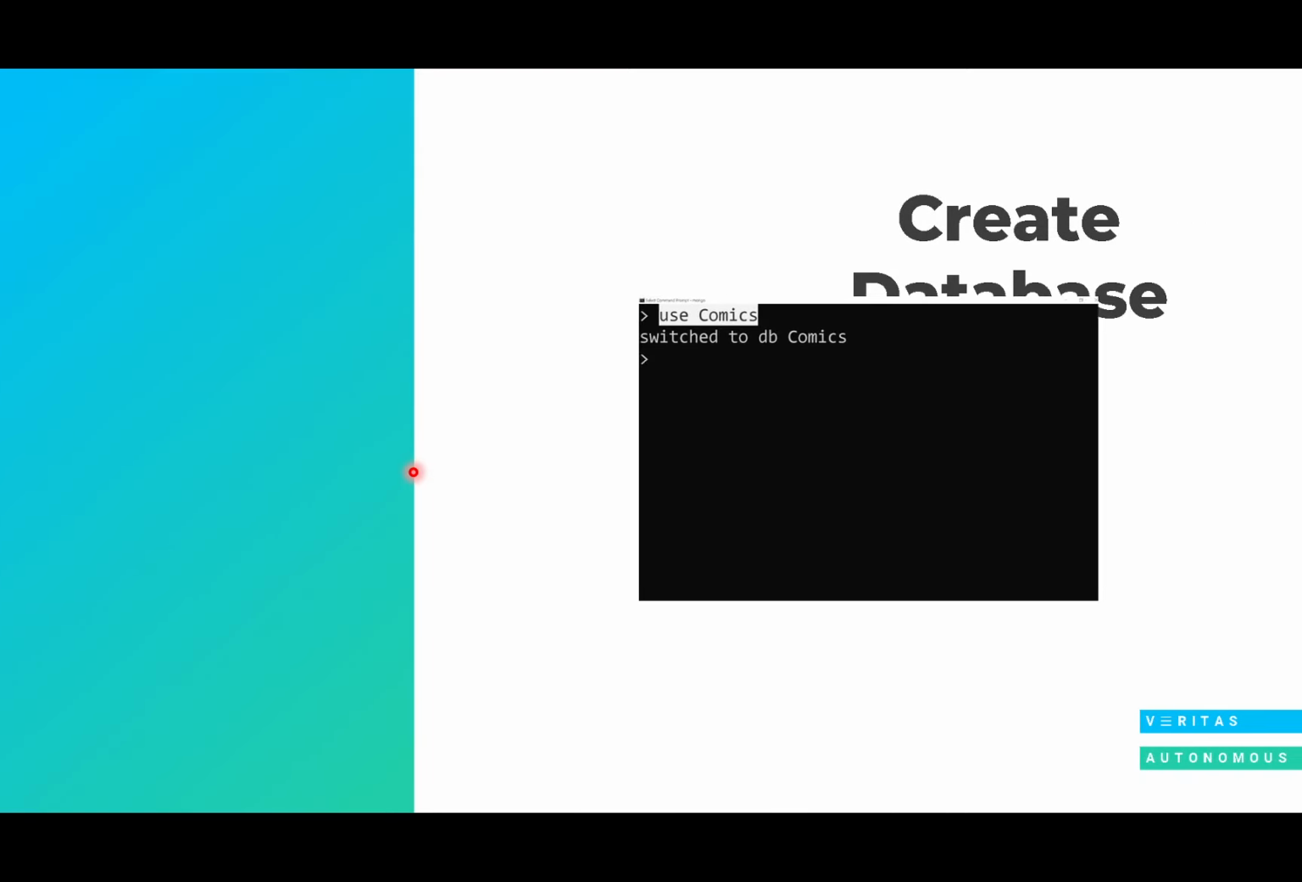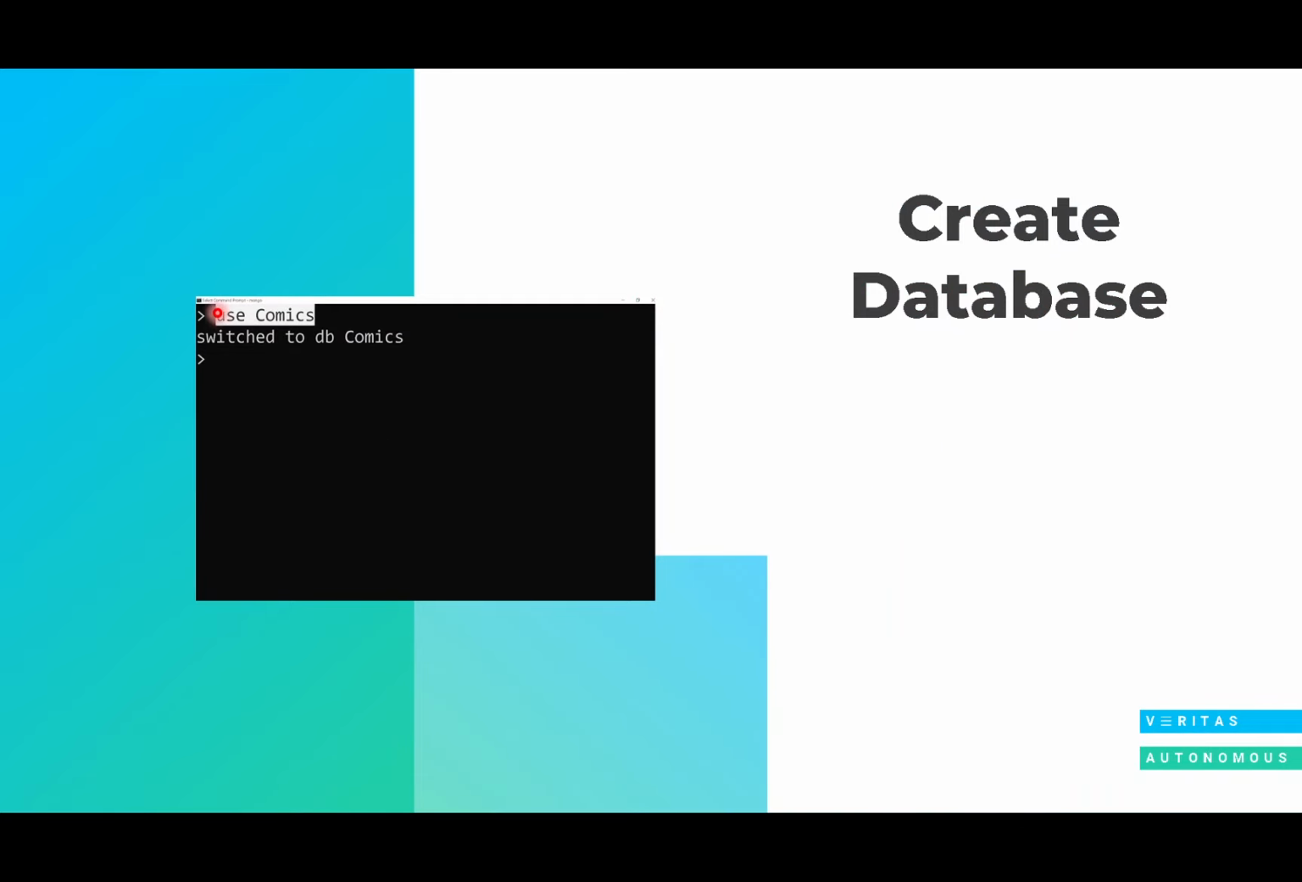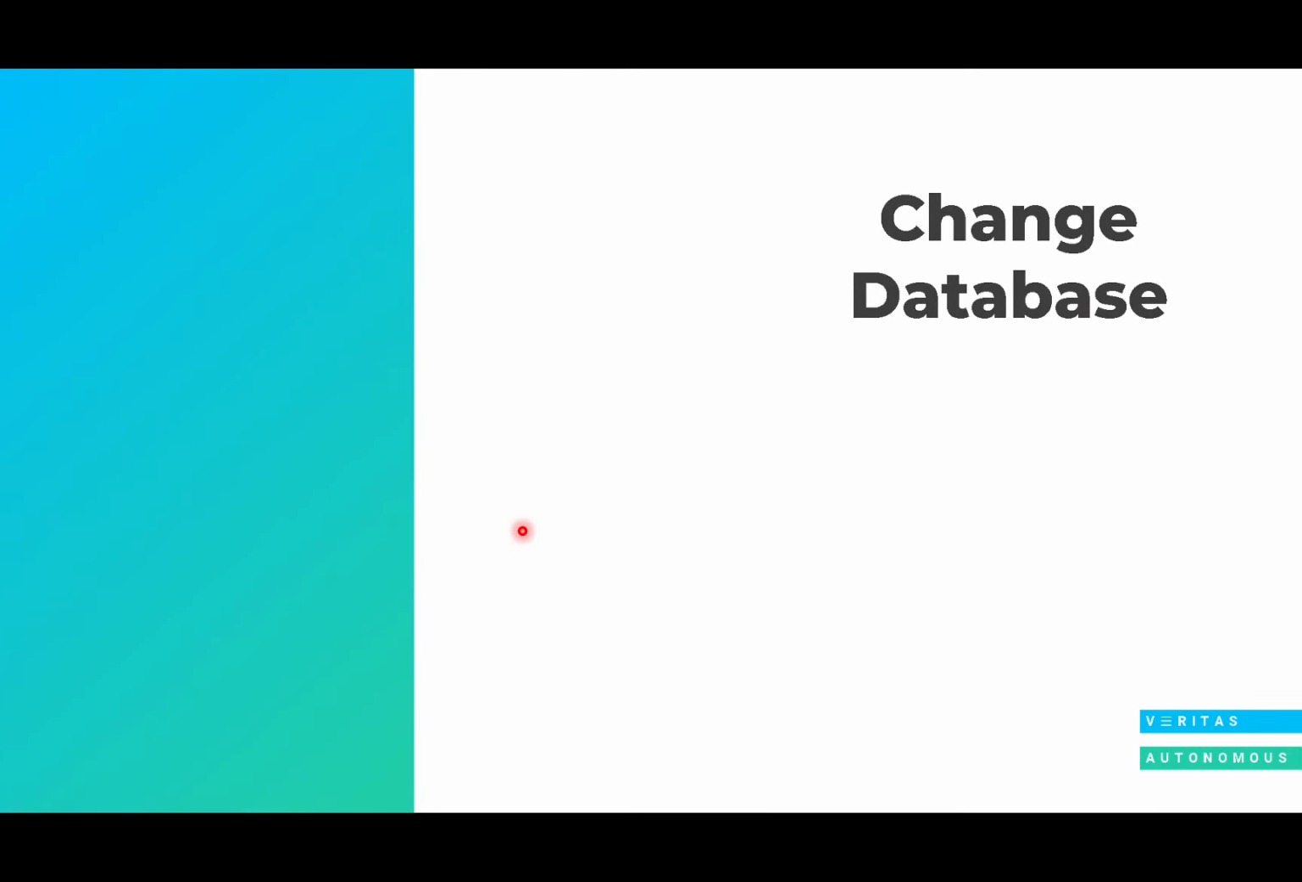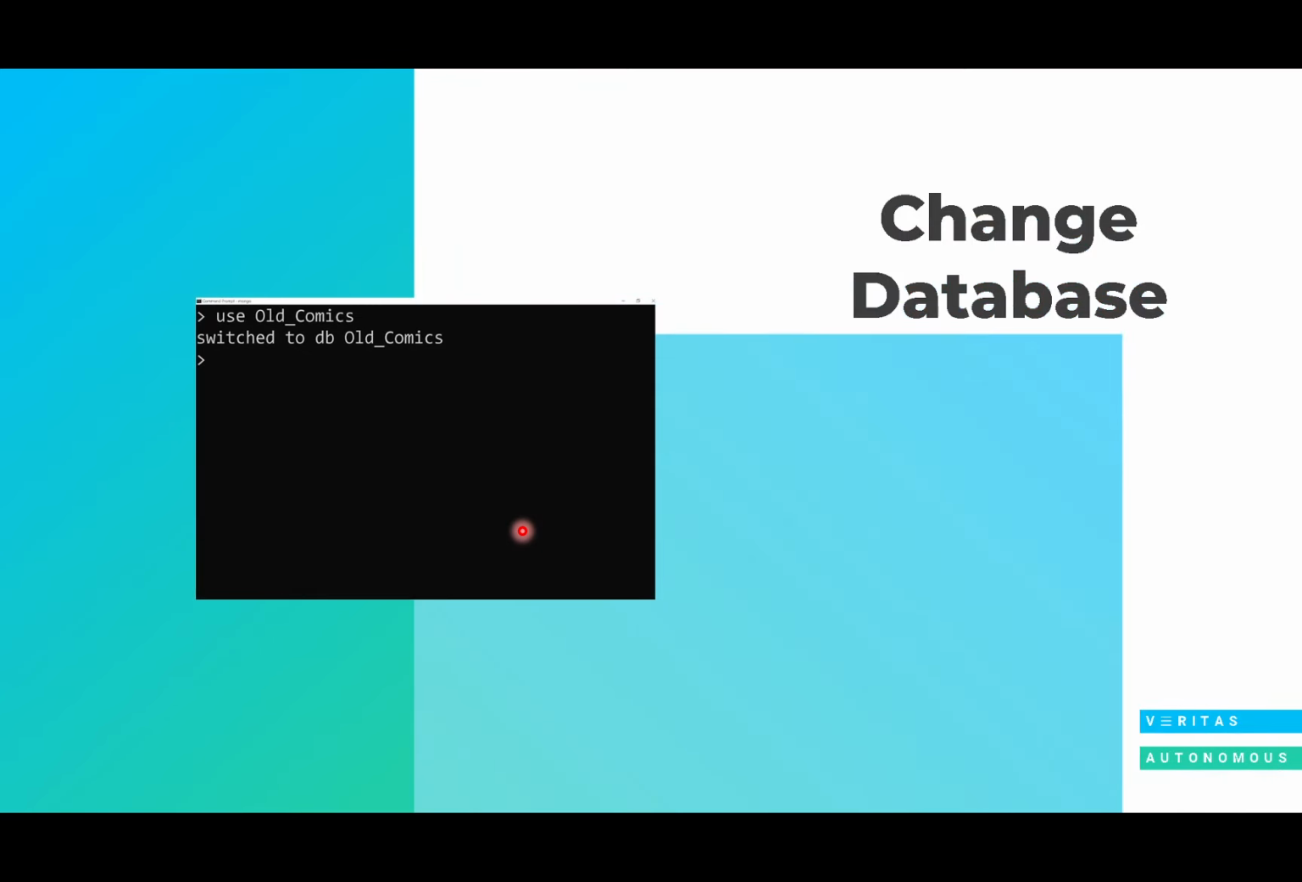So how do we create a new database? It's very easy. You just type use and then put the name of the database that you want to create. So it will automatically create a database called comics. That's it. Then you can type show dbs, and you will see there's a new database that was created, right?